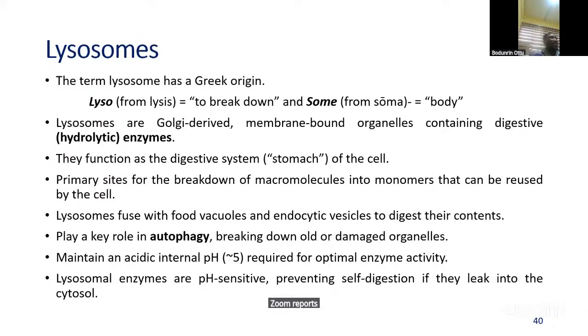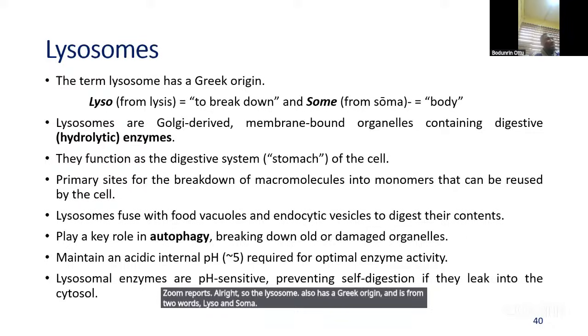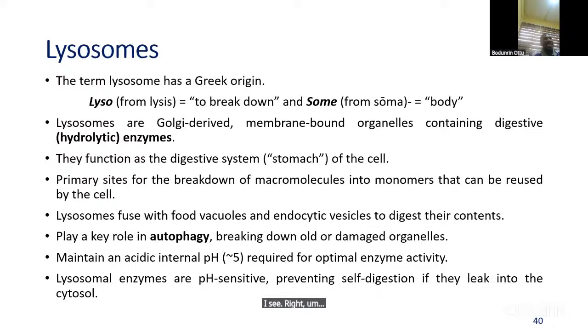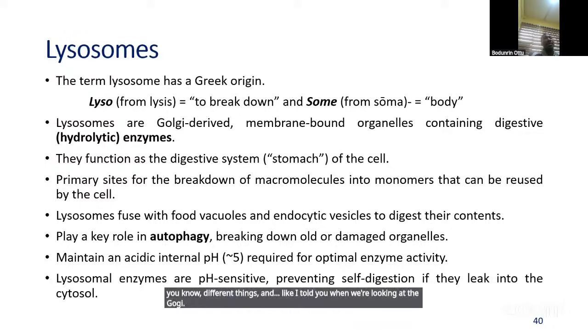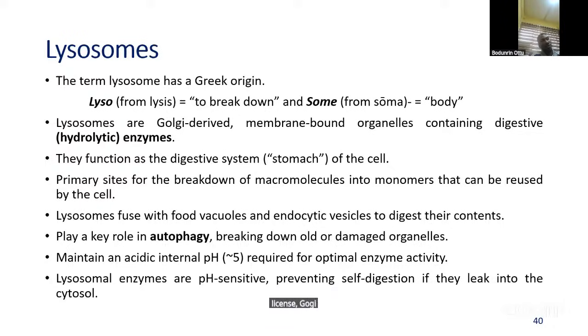All right, so the lysosome also has a Greek origin and is from two words, lyso and soma. Lyso means lysis, to break down, and soma, body. So lysosomes are organelles that help to break down different things. And like I told you when we were looking at the Golgi, lysosomes are derived from the Golgi, and they are also membrane-bound organelles.